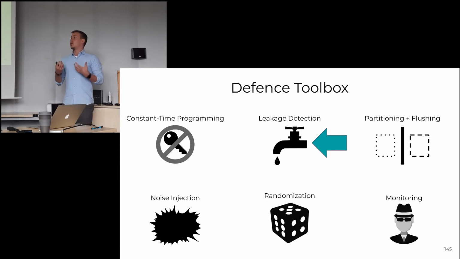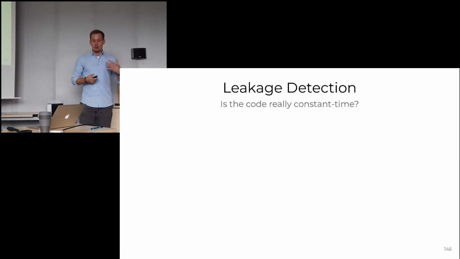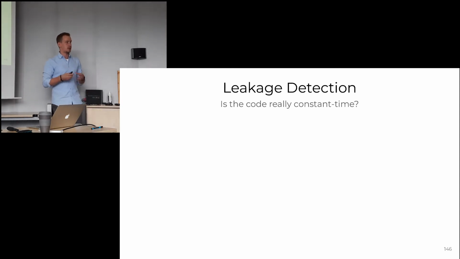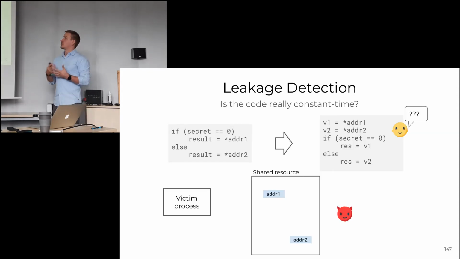The next option is to try to not protect the whole application, but find the parts of the application that actually leak data and to protect only those. Or, in other words, to rephrase it, find out which parts of the code are not constant time and patch them. So we are trying to find a vulnerability there. So here it would be like this. We rewrote our leaking snippet of code into a constant time version, and we are trying to answer the question whether it helped here.